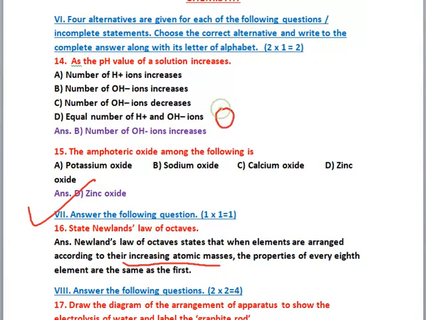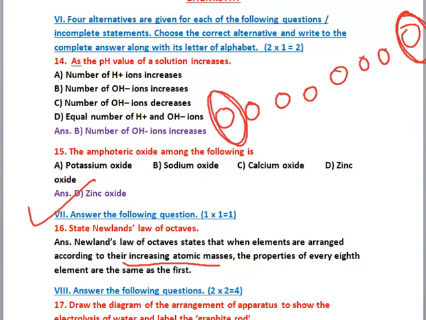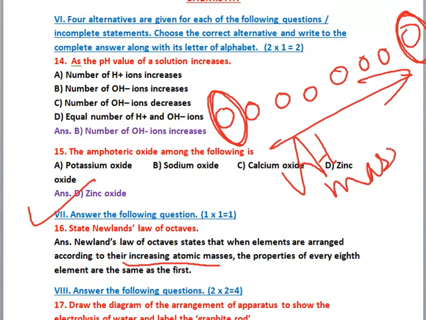Suppose we have 8 elements: 1, 2, 3, 4, 5, 6, 7 and the 8th element. The property of this last element, the 8th element, will be similar to the first one. This was Newland's law of octaves, and in Newland's law of octaves, all the elements were arranged in order of their increasing atomic masses. So this was the statement of Newland's law of octaves.